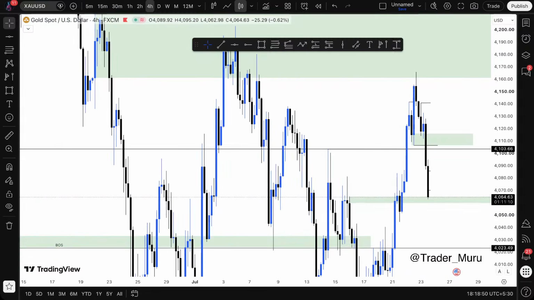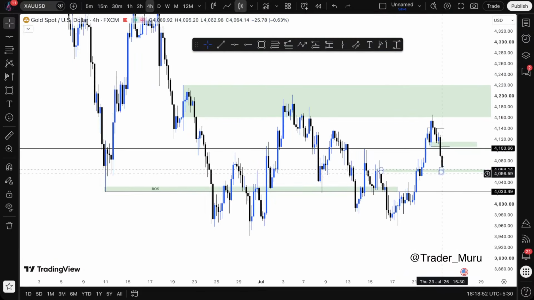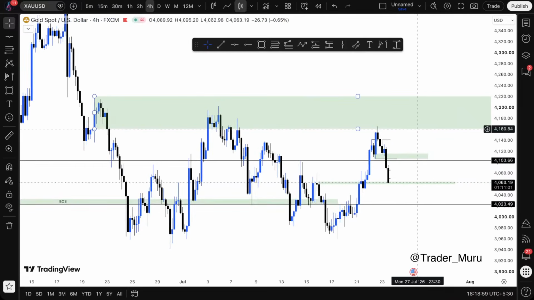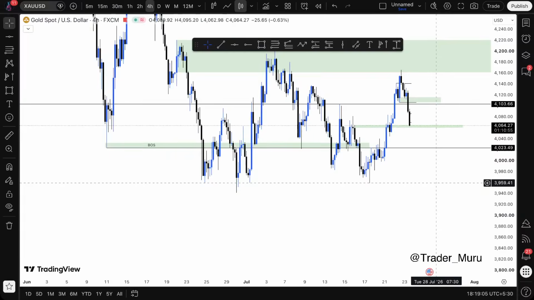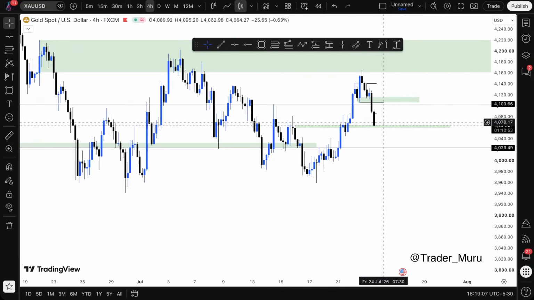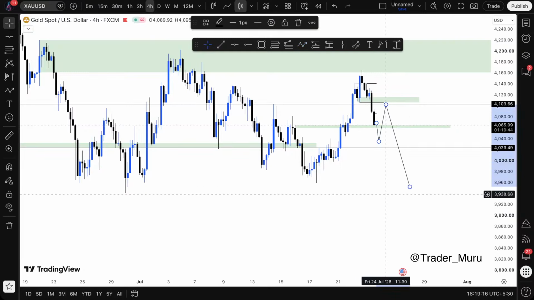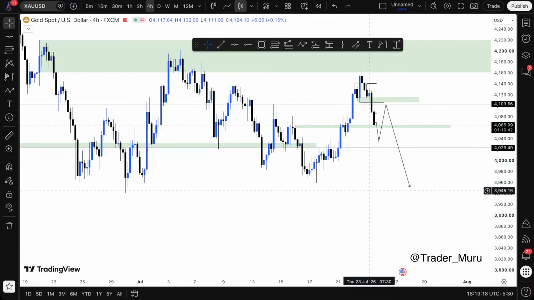I will prefer to wait for short entry after a 4-hour change of character near these areas, back 4100, and then short it for the target of 3960. Something like this.